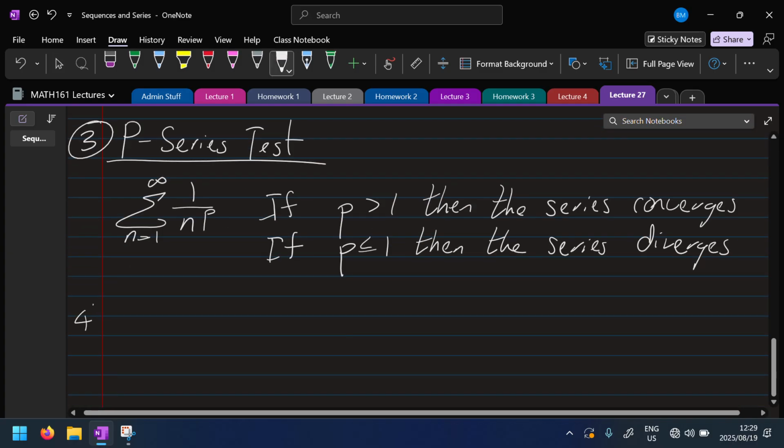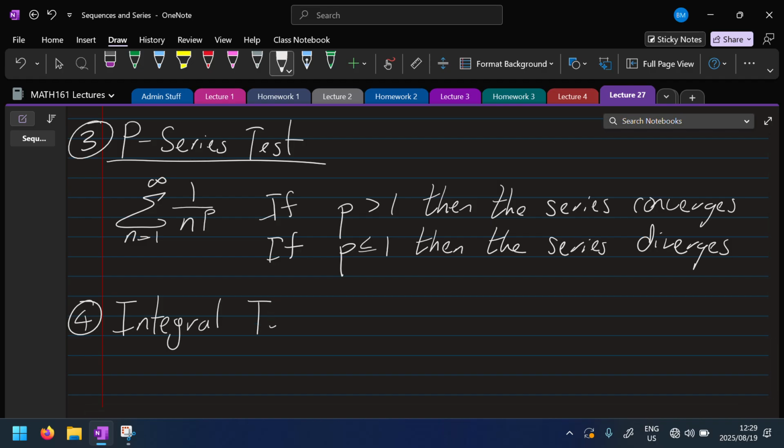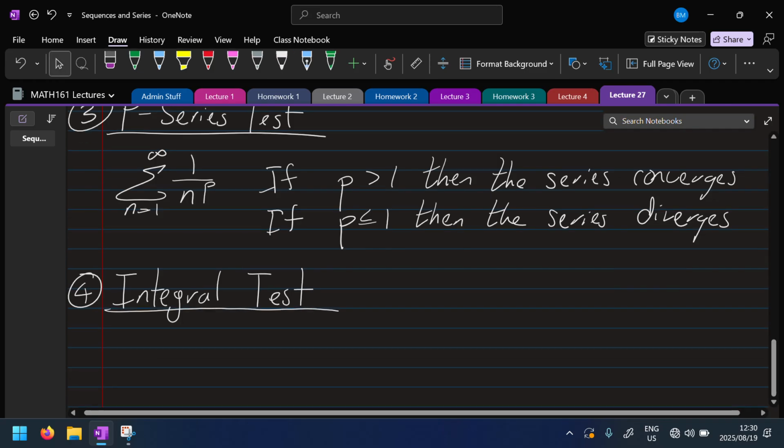Okay, number 4, the integral test. Here, instead of evaluating the series, we convert it to an integral that is easier to solve. So instead of doing the series, we do the integral, and if the integral converges, then the series converges. If the integral diverges, then the series diverges. A lot of the time the function will be easier to integrate than the series.